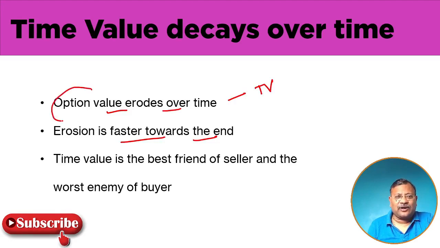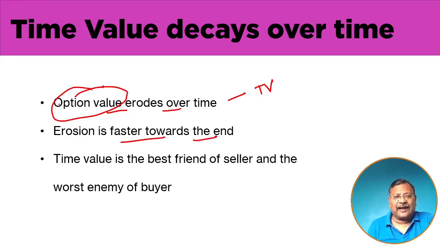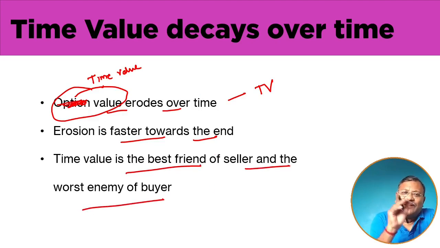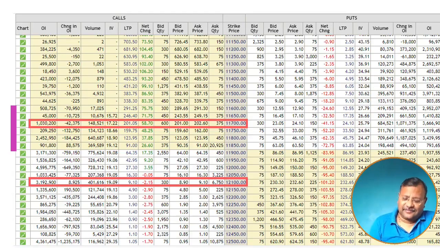Now, understand, when I'm talking about option value, I'm actually, okay, let me just change this. This is not option value I'm talking about. This is time value. So time value erodes over time and erosion is faster towards the end, and time value is the best friend of the seller and the worst enemy of the buyer. So now we have discussed the basic concept of intrinsic and time value to the extent I require it for my further discussions. Now let us look at this option chain.